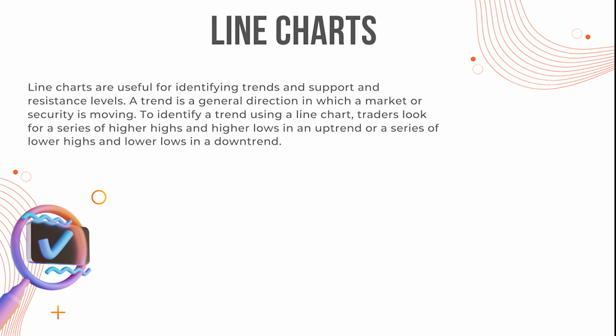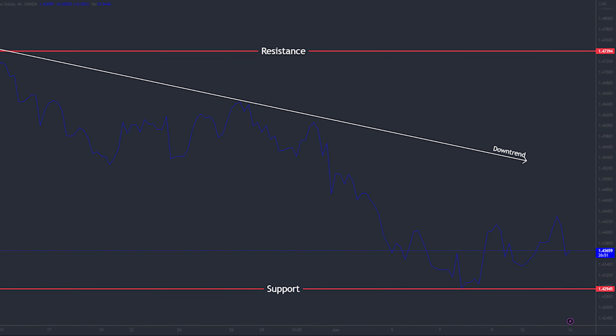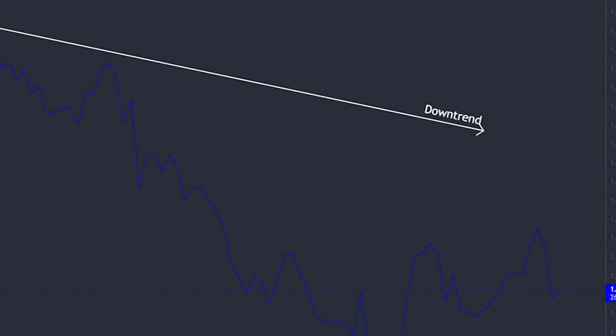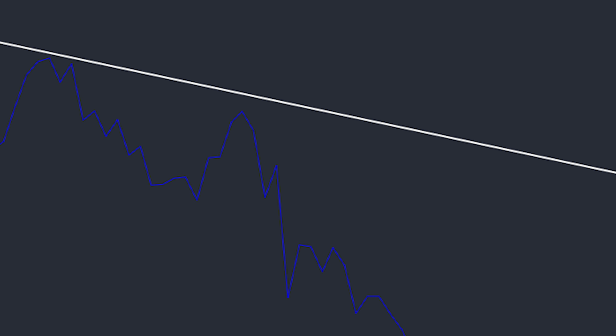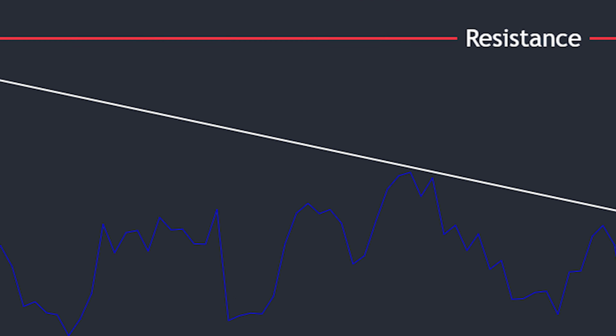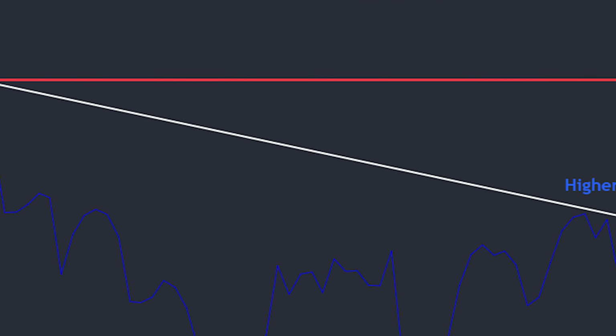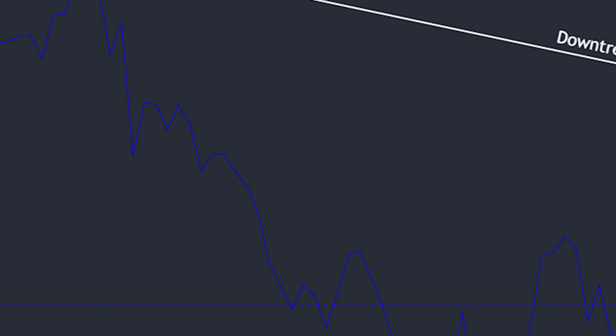Next up, line charts. Line charts are useful for identifying trends and support and resistance levels. A trend is a general direction in which a market or security is moving. To identify a trend using a line chart, traders look for a series of higher highs and higher lows in an uptrend, or a series of lower highs and lower lows in a downtrend.